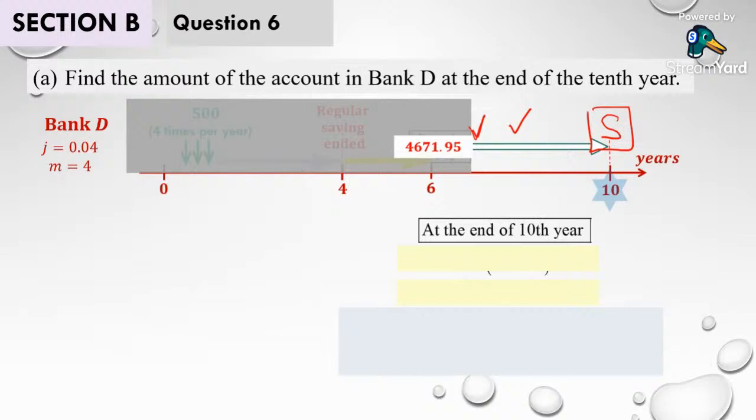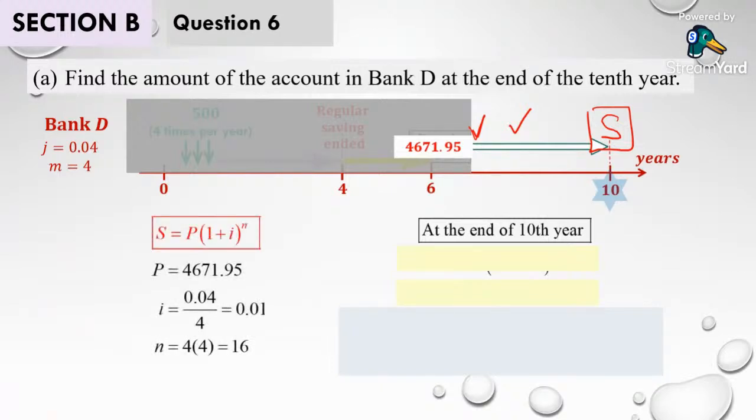So as a result, once again, the question uses the compound interest formula. Identify what is the P, what is the i, what is the n. So P is 4671.95, the amount that we just calculated, the amount that remained after the 50% withdrawal.